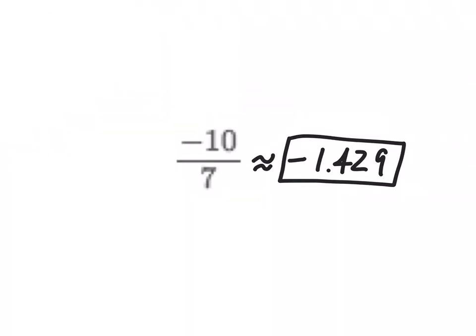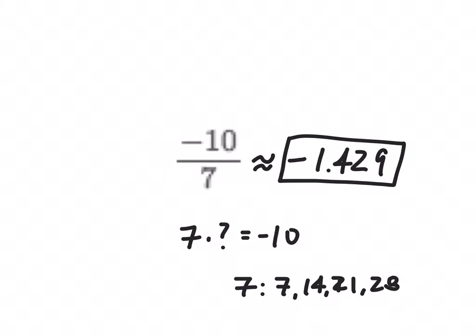Because 7, and that's the other thing: 7 times what number gives me negative 10? 10 is not a multiple of 7. The multiples of 7 are going to be 7, 14, 21, 28. 10 is in between 7 and 14, so I can't multiply that 7 by any number to get me negative 10. So that's when you have to use your calculator.